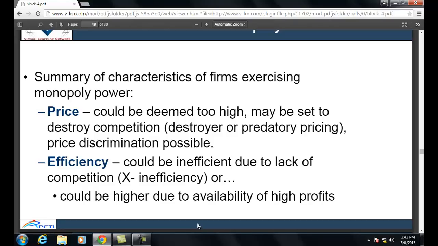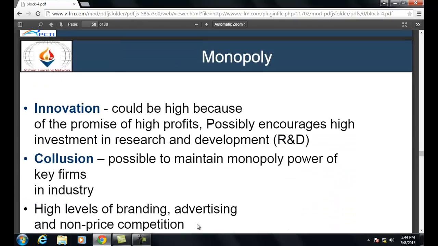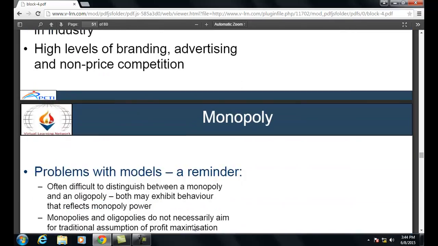Summary of characteristics of a firm exercising monopoly power: price could be deemed too high, may be set to destroy competition, or predatory pricing, price discrimination possible. Efficiency could be lower due to lack of competition, or could be higher due to availability of high profits. Innovation could be high because of the promise of high profits, possibly encouraging high investment in research and development. Collusion possible to maintain monopoly power of key firms in industry. High level of branding, advertising and non-price competition.